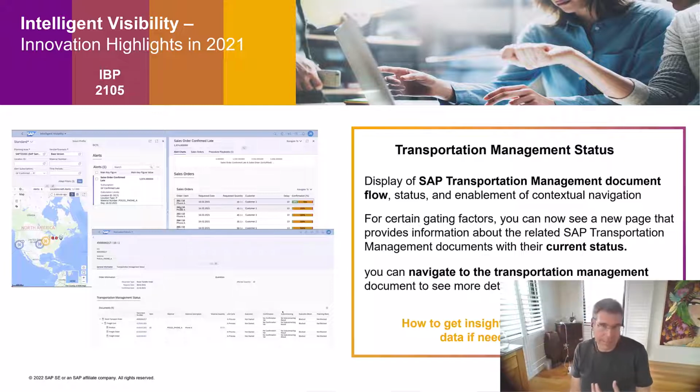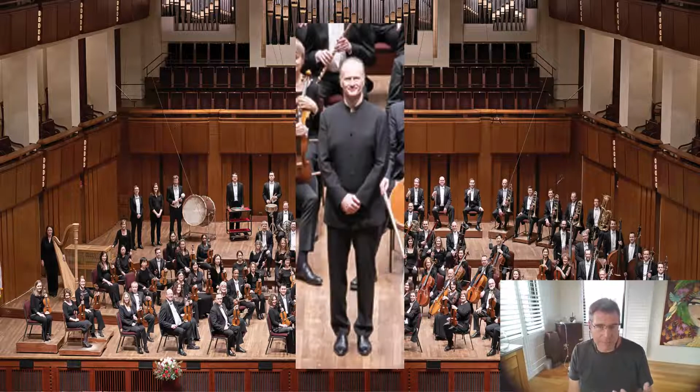And of course, really importantly, we can navigate to that transportation document from IBP so we can actually see what's going on. What was the event? Who's the carrier? Can I contact them, see what's happening? And this allows me to get real-time insights into my supply chain to make sure everything's happening as it should, which is fantastic.